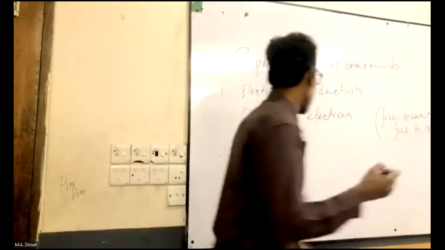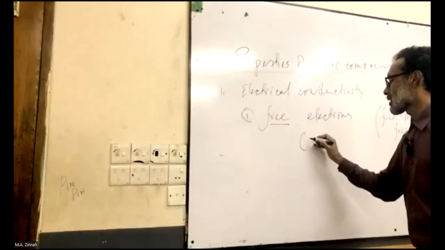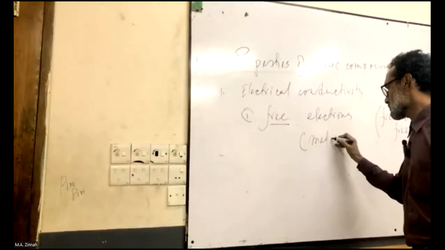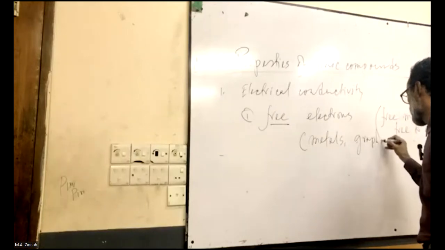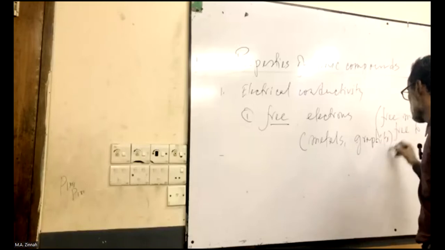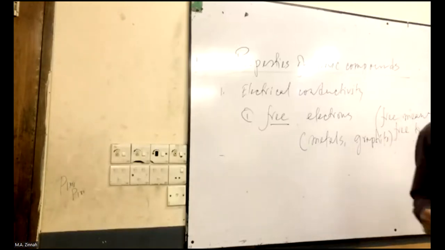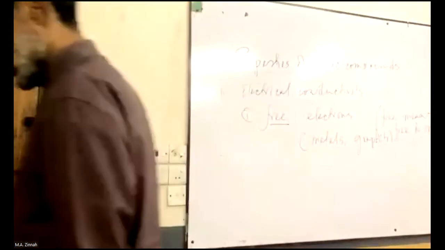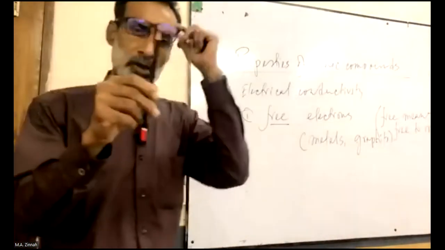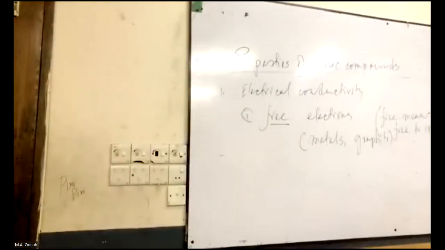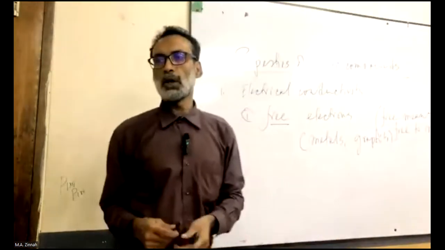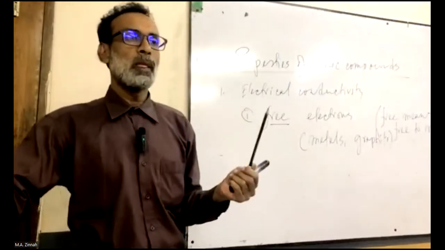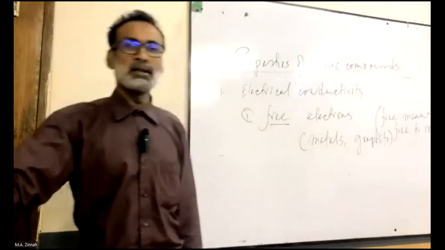Understand? So where do you get free electrons? Metals. Okay? Then another thing we know, graphite. Graphite is a material. This you get in the pencil. This is the graphite material, and this is the inside solid of the pencil. Yes, this is made of graphite.